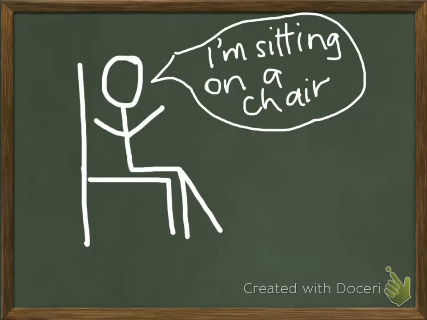Okay, so see this person, he is obviously sitting on a chair. He's telling you that he's sitting on a chair. So basically what Newton's third law says is for every action, there's an equal and opposite reaction. Okay, so if this person is sitting on a chair, it follows that the person is exerting a downwards force on the chair.